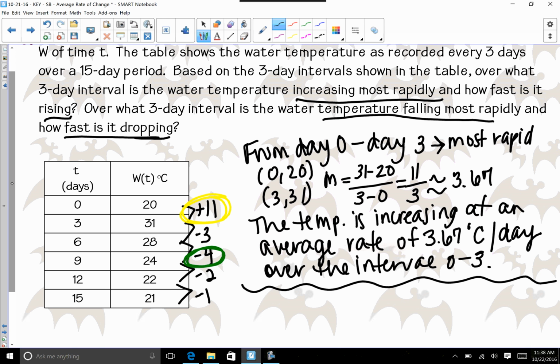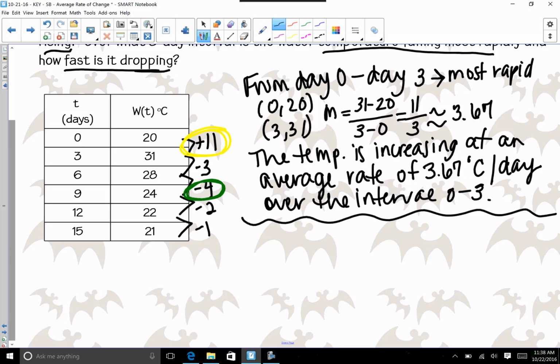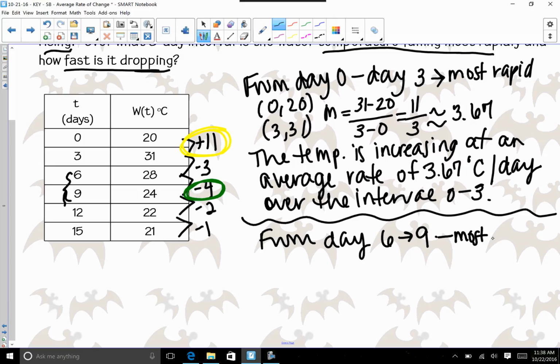The second piece is where is it decreasing? So we said from day 6 to 9 is where we had this decrease of 4. So this span right here, from day 6 to 9, is the most rapid decrease, right?